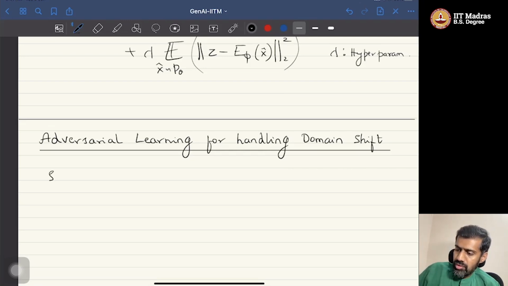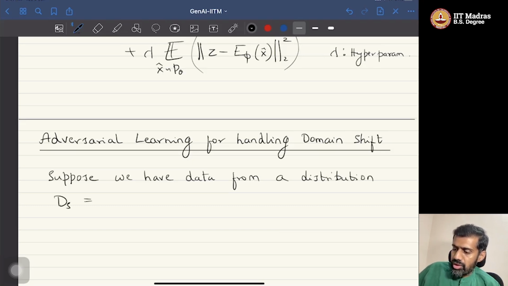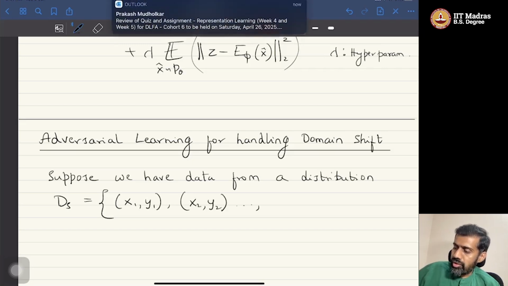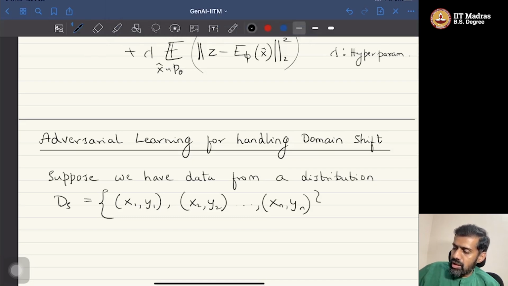Suppose we have data from a distribution, let's call this Ds, which is tuples of sorts, x1 comma y1, x2 comma y2, and xn comma yn. So this data has been sampled IID from a distribution Ps. So this Ds is called the source distribution.